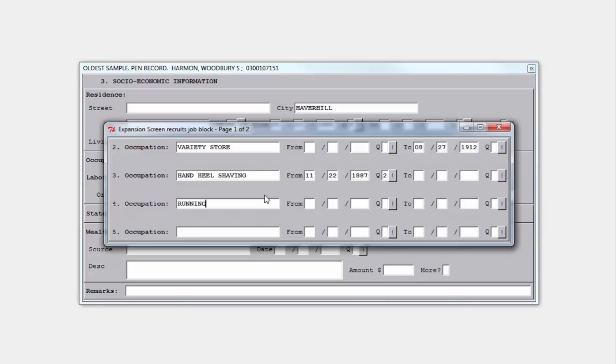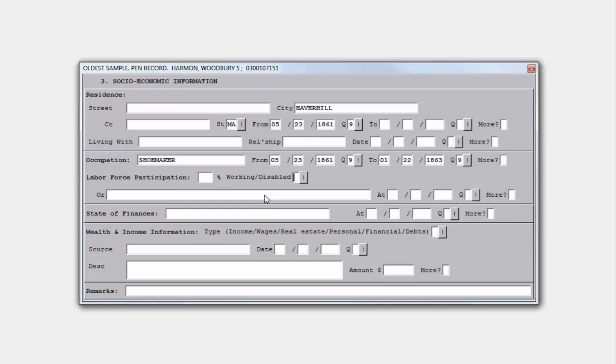The tasks will be dated November 22, 1887, the application date, accompanied by a quality code 2 indicating before. The soldier's condition, unable to work, is entered as a labor force participation rate. The reported date is September 1886. The entry is given a quality code 1 to indicate an inexact or about date.